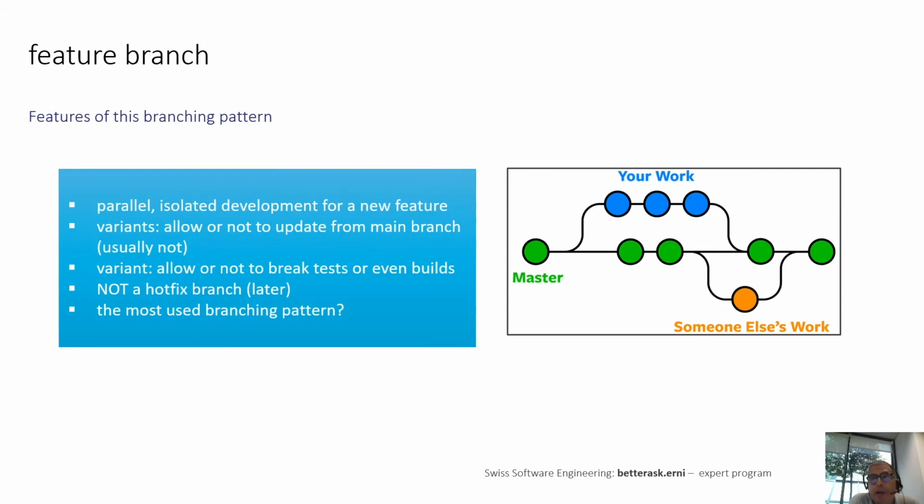The feature branch, I'm sure you know about it. It's the most used pattern. Here in this image, the blue commits are a feature branch, and the orange commits are also a feature branch, and in the end they are joined into the main line or master. So what you do is parallel and isolated development. You will not be taking changes from master. And it's not a hotfix branch, which we will see much later. But you know all this. Everybody knows this pattern.